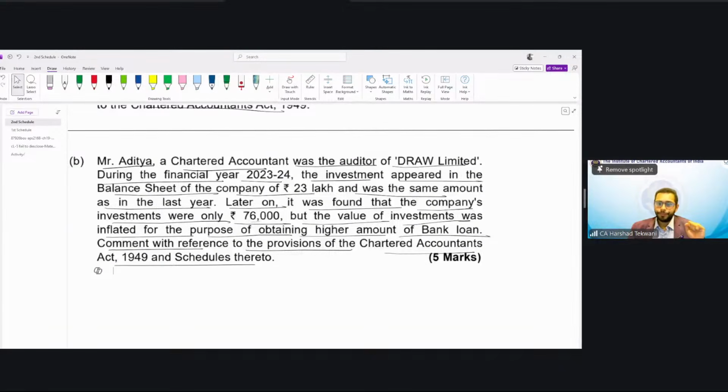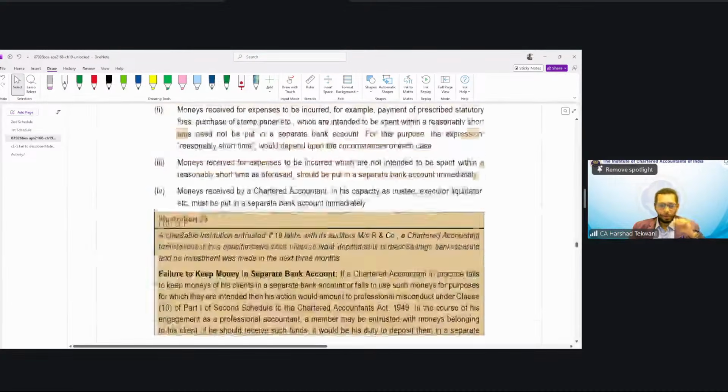Okay. Now, understand one thing. Basically, he was the auditor of Draw Limited. During FY 23-24, investment appeared at this amount. It was also the same last year. Later on, it was found this is lower. And this was inflated for the purpose of obtaining a bank loan. I will discuss one particular clause. Yes, Umang, you are right. But there is something we need to also discuss before we proceed to that particular clause.